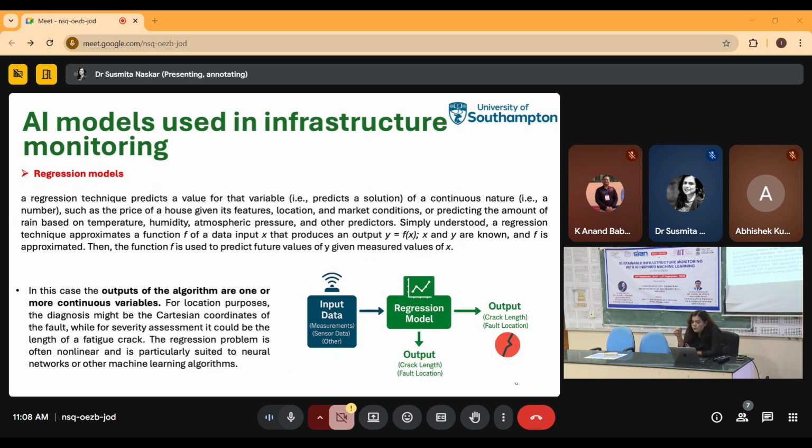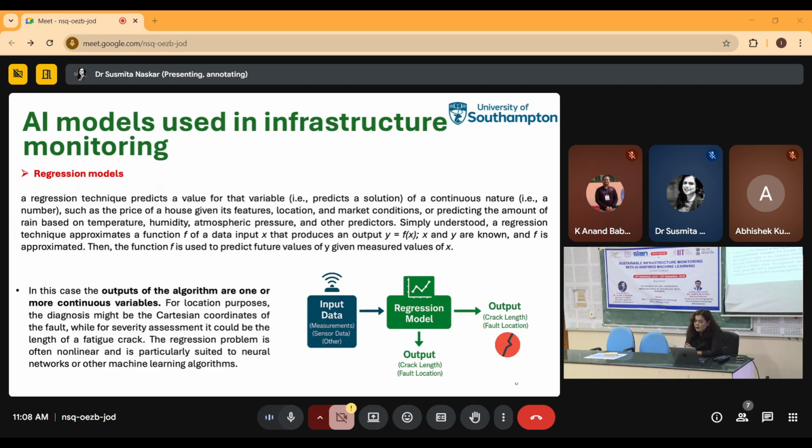In the context of infrastructure monitoring, this kind of regression model is very valuable for tasks where the output is not just damaged or healthy, but you want some kind of measurable quantity. For example, when we use a regression model, we try to predict the exact location of a fault in Cartesian coordinates. Especially when pinpointing where the damage is happening, where the crack is, that means very detailed information we want to know, right?